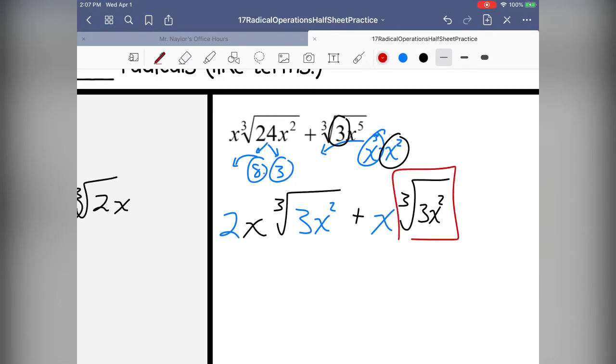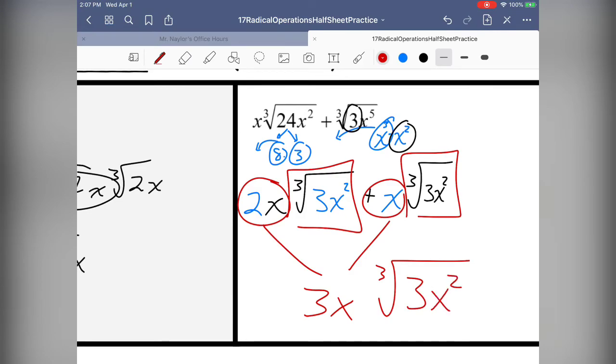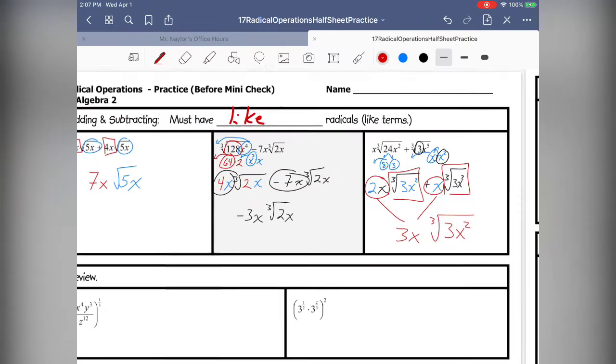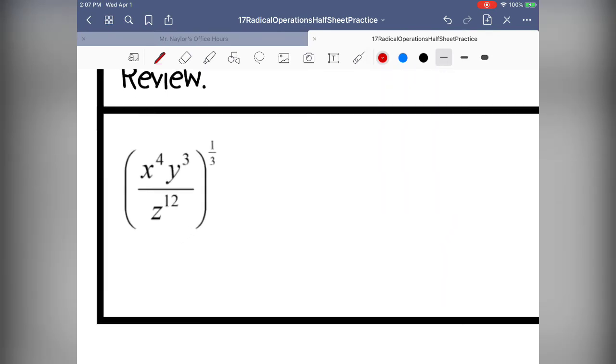Since the radicals are the same, we're able to add the coefficients. We're able to basically add the like terms. So we now have 2x plus x. 2x plus x is 3x, but my radical stays the same. We call it the cube root of 3x squared. Put some review questions in just to try to keep you fresh.